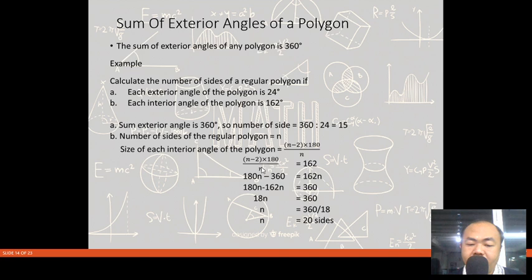After that, we are doing algebra here. 180 multiplied by n, you will get 180n, and then minus 180 times 2, you will need to multiply also, minus 360 equals, and you move to the other side, 162n. After you do the algebra, you will get 18n equals 360, n equals 20 sides.